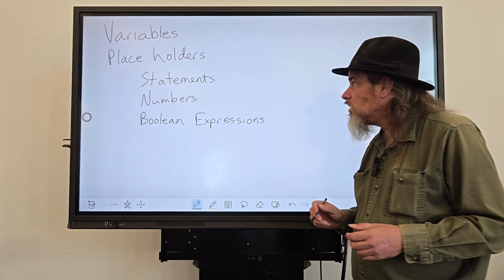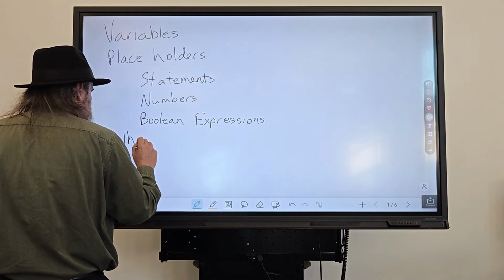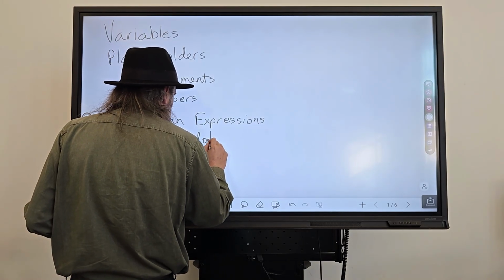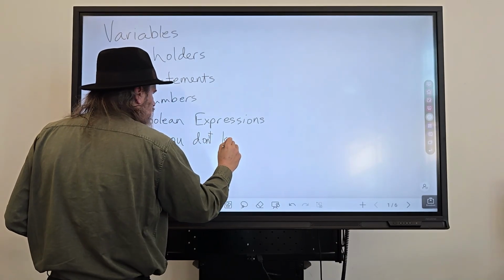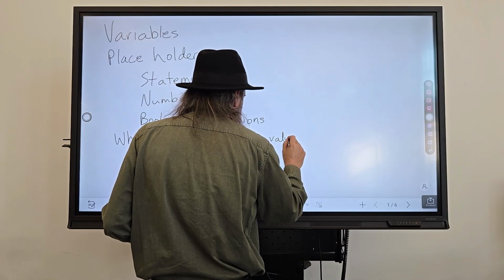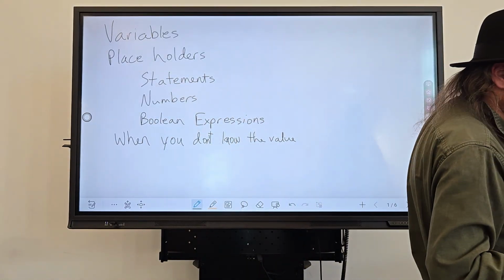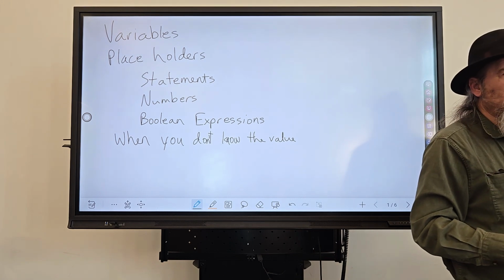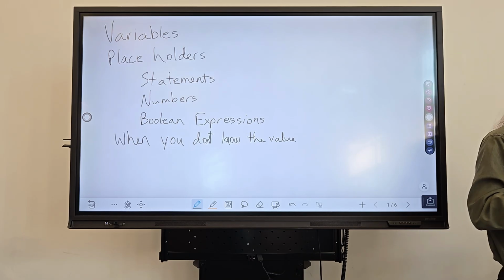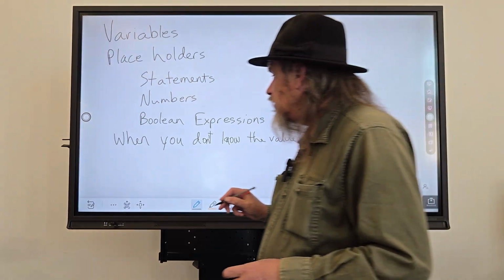Variables are used when you don't know the value. That's often how you see variables in algebraic terms. You don't know what x is, so you solve for x, so you do know at the end of the argument or the end of the discussion.